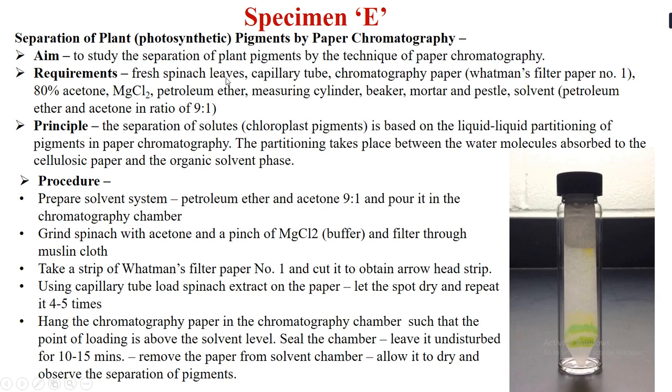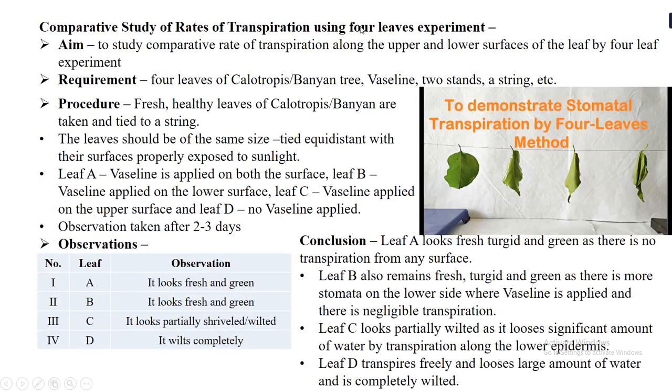Of course, how do you have to write it? I'll be giving you this instruction at the end of the session. Let us see the next experiment that can be kept for specimen E. The next one is comparative study of rate of transpiration using 4-leaf experiment.